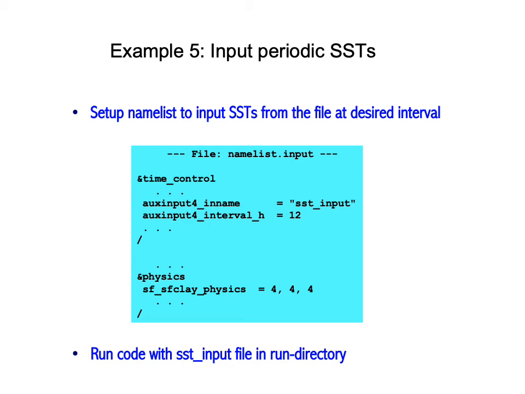Typically, SSTs from national centers are reported about every 12 hours. There may be some linear interpolation between them, but about every 12 hours is typical. The last piece is to make sure that we activate our new option in the physics namelist record. We would have to say sf_sfclay_physics is equal to 4, and this is a max domain entry, so we would put an entry for each one of the domains.